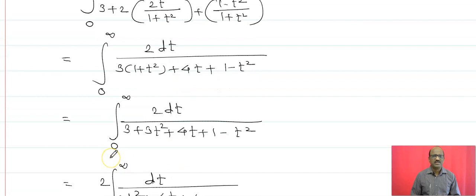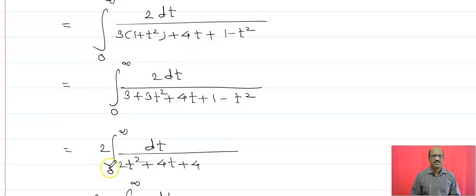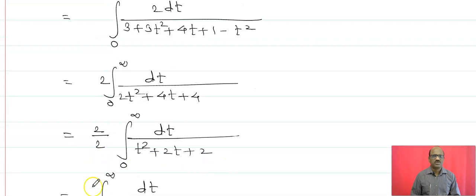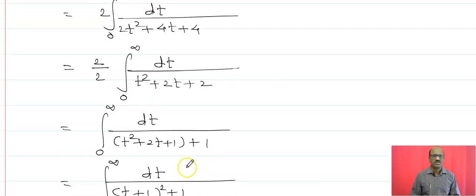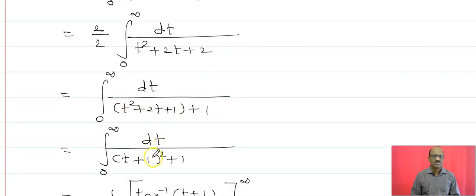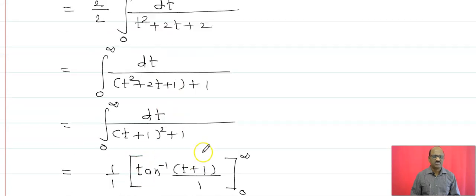And then you will get the integral 0 to infinity 2 dt upon 3 plus 3t square plus 4t plus 1 minus t square. Simplify it, that is 2, 0 to infinity dt upon 2t square plus 4t plus 4. Take 2 as common. 2 upon 2, 0 to infinity dt upon t square plus 2t plus 1. Now again this is the perfect square. If we take 1 from these two, that is t square plus 2t plus 1 plus 1. T square plus 2t plus 1 means what? T plus 1 bracket square plus 1.